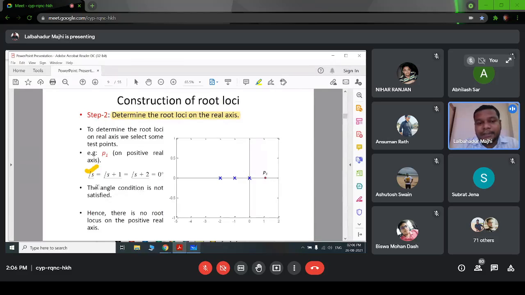So s equal to 1 means we will get positive values, right? The angle of 1, the angle of 2, and the angle at the value s equal to 1, so we will get 0, right? For a positive value the angle will be 0. That means it is not satisfying our angle condition, because our angle condition should be an odd multiple of 180 degrees, right? And we are getting 0 degrees for this positive value of the root. So this point or this line will not lie on the root locus from this 0 to this area, okay? Because at this point also it will be a positive number.